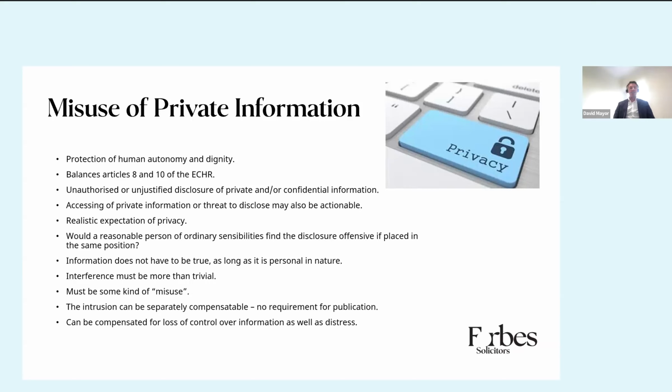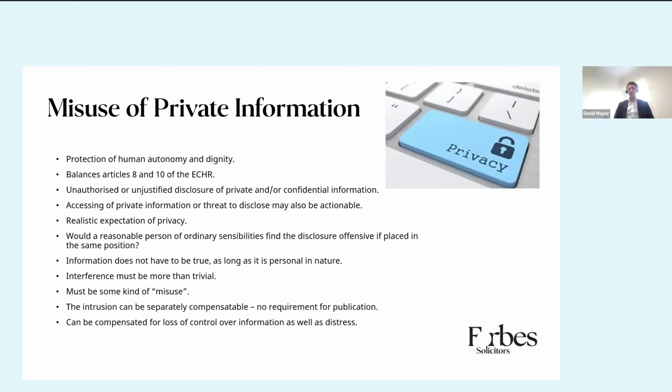The aim is to balance the Article 8 right to private life and the Article 10 right to publish information that's of concern to others, the right of freedom of speech in the ECHR. And MPI claims, misuse of private information, is really the unauthorized or unjustified disclosure of private and/or confidential information.